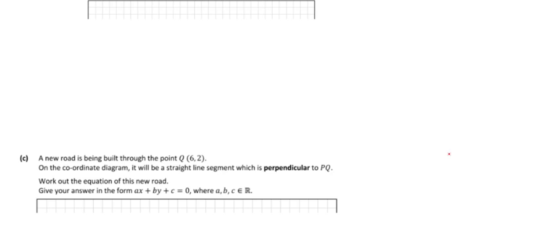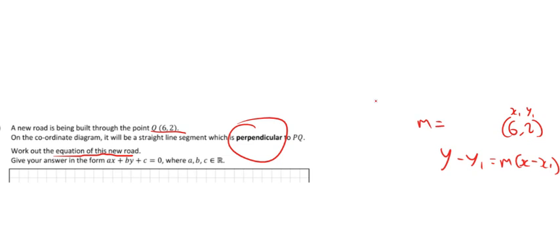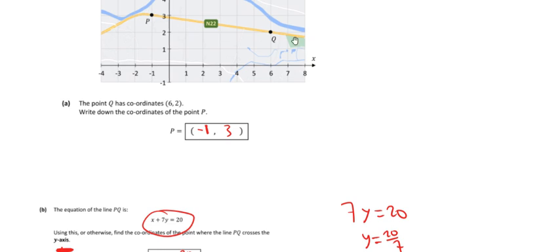And then on the coordinate line, which is perpendicular, write down the equation of this line. Therefore, it's going to be y minus y1 is equal to m by x minus x1 formula again. And now a new road is being built through the point 6, 2. Therefore, we're going to be using this point 6, 2. That will be our x1, y1, and the m is the issue again, but we have perpendicular in here. Now I have the coordinates of the line PQ. Therefore, I'm going to find the slope of the line PQ, and then I'm going to flip it upside down, change the sign because it's perpendicular. The perpendicular slope is what we want.